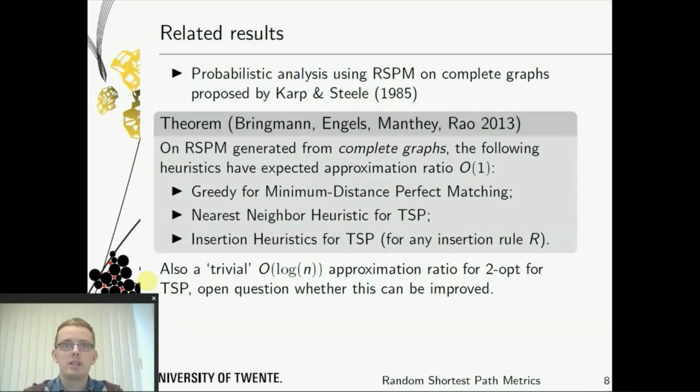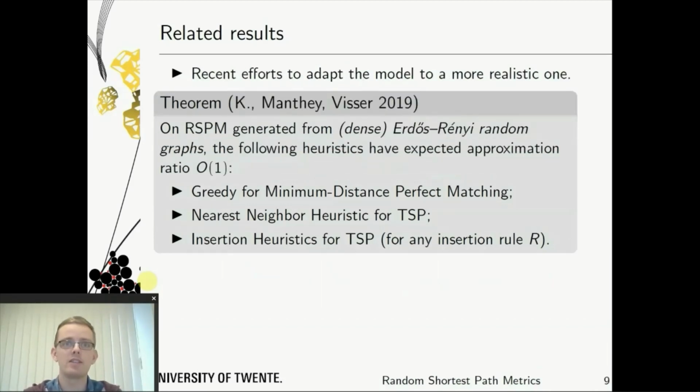Although this model is still very interesting, in practice we see that networks are almost never complete. So in order to make the model more realistic, we went in search of results on random shortest path metrics generated from non-complete graphs. And this led 2 years ago, together with a master student, to a generalization of the results of the previous slide to the model where we use Erdős–Rényi random graphs instead to generate the random shortest path metrics.